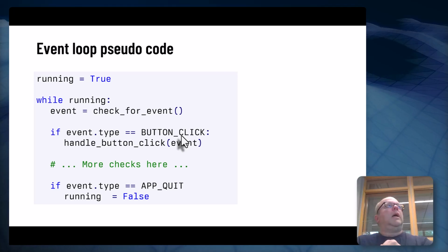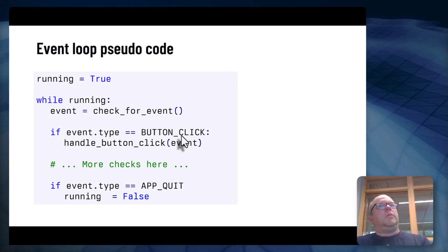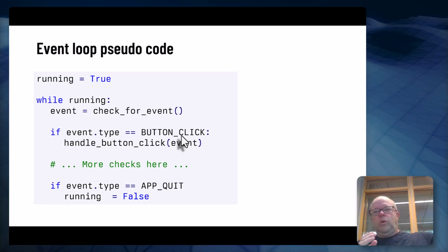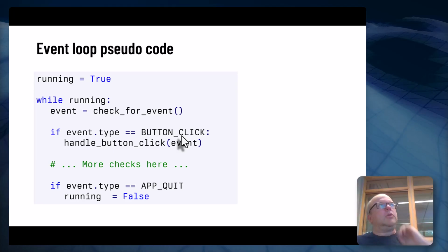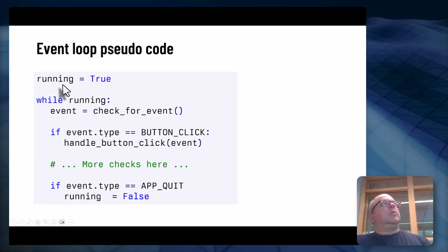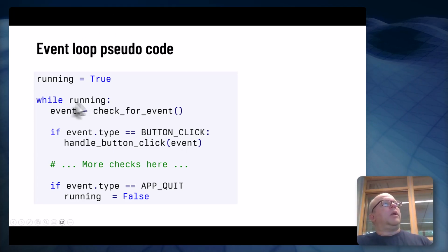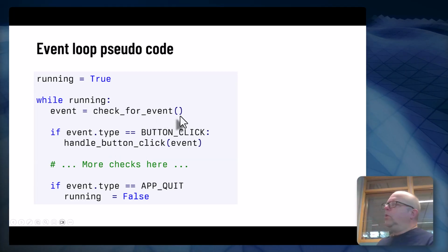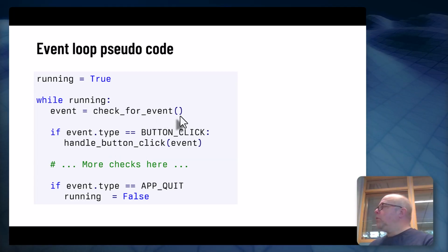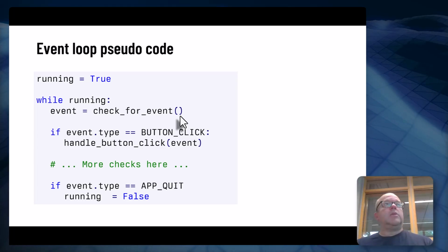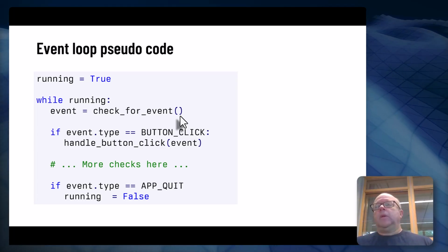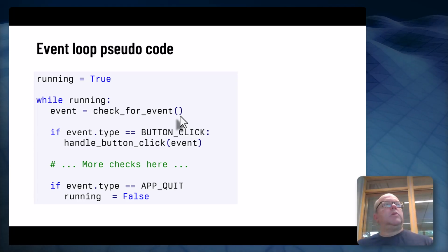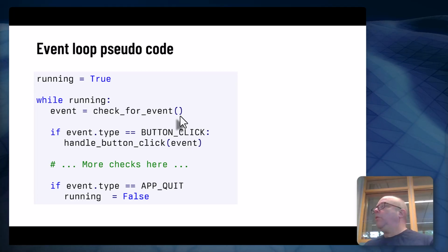This is high-level pseudo code for how this works; it's not how it works internally. It's just high level. So you have a flag here. We initially say we are running. We check for events. So we ask the operating system, do you have any mouse clicks for us? Do you have any keyboard presses? Do you have window resize messages, or do you have a timer event?